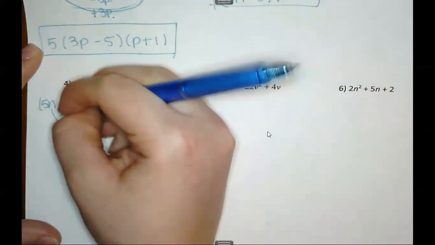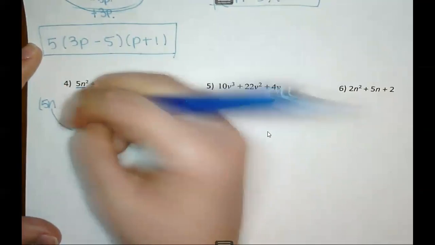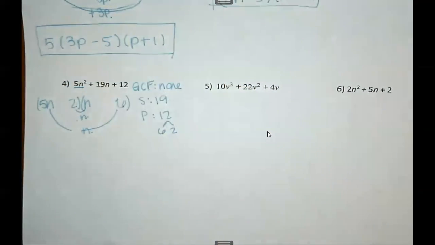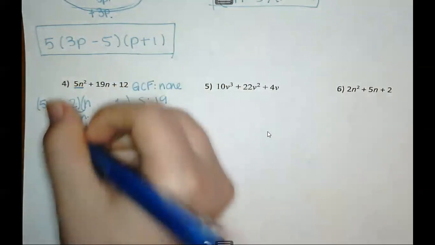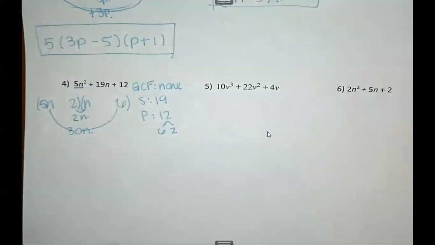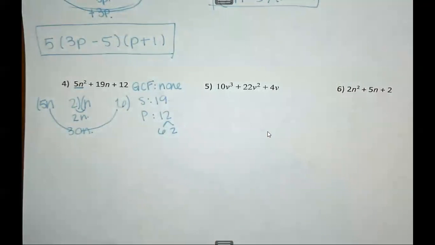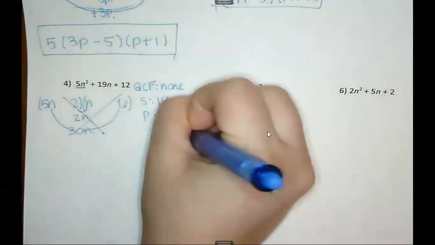So maybe we put the 6 and 2 in the wrong place. Let's try just switching where the 6 and the 2 are. So I'm going to put the 2 here and the 6 here. So let's give that a try. So now the inner would give me 2n, and the outer would give me 30n. 2n and 30n still doesn't give me 19. So that must not be right. So 6 and 2 didn't work.